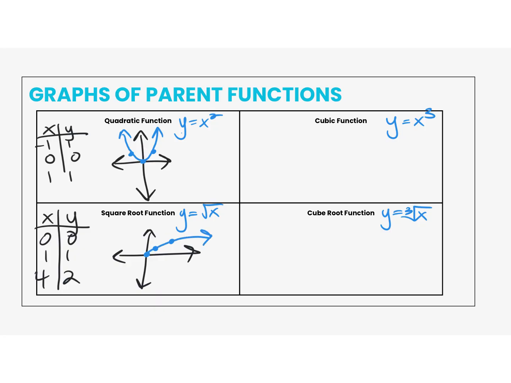So hopefully you can see that it's kind of like if I flipped my parabola on the side, but I just did the positive half of it. That's what that square root function is, and that's really what it looks like.